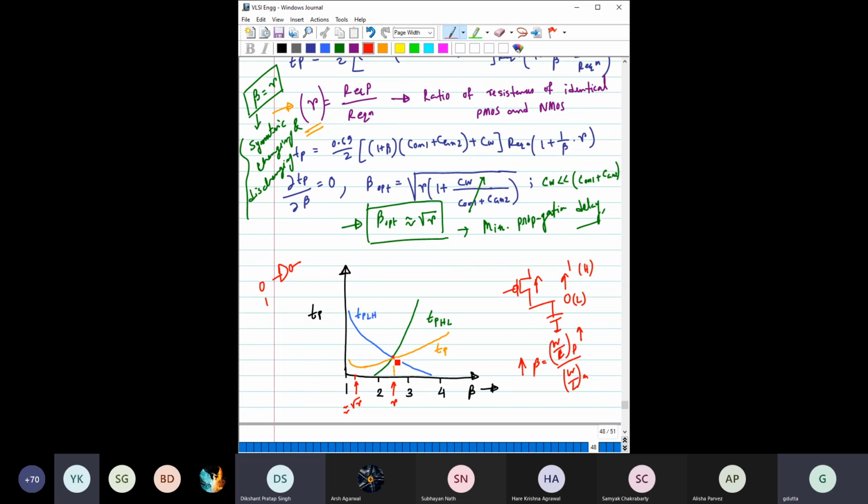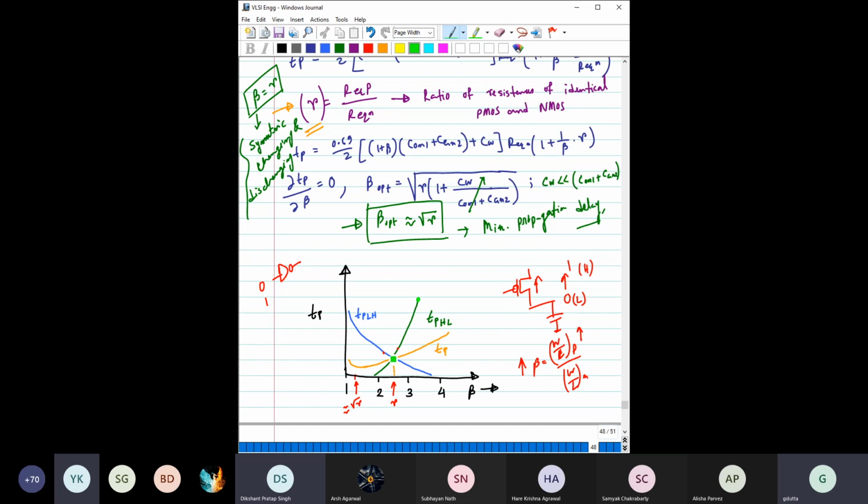For example, here, as it is the average, for some particular value of beta, TPLH and TPHL are not significantly different. But if you consider some extreme design, for example here, you can see TPHL is extremely high but TPLH is extremely low. Probably this is not a good design anyway.